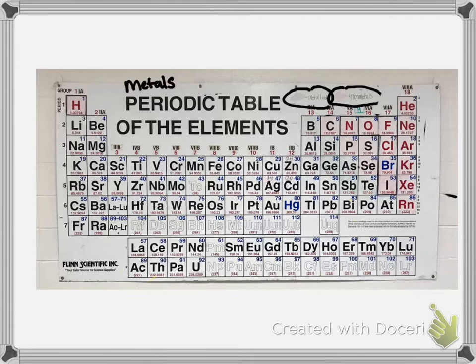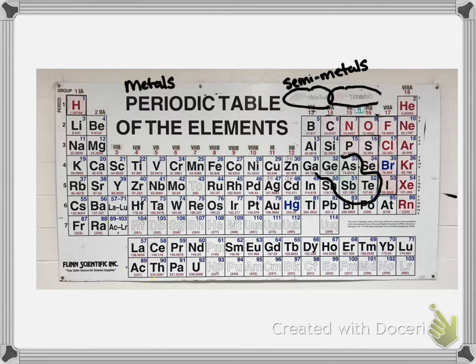Now, there are 6 metalloids. They are right here. They are what separates the metals from the nonmetals. Metalloids are also known as semi-metals. And the thing is, these elements just can't make up their mind whether they want to be a metal or a nonmetal, so they're a metalloid. They've got properties that are similar to metals, but also similar to nonmetals. And it's these 6 right here that separate the metals from the nonmetals.